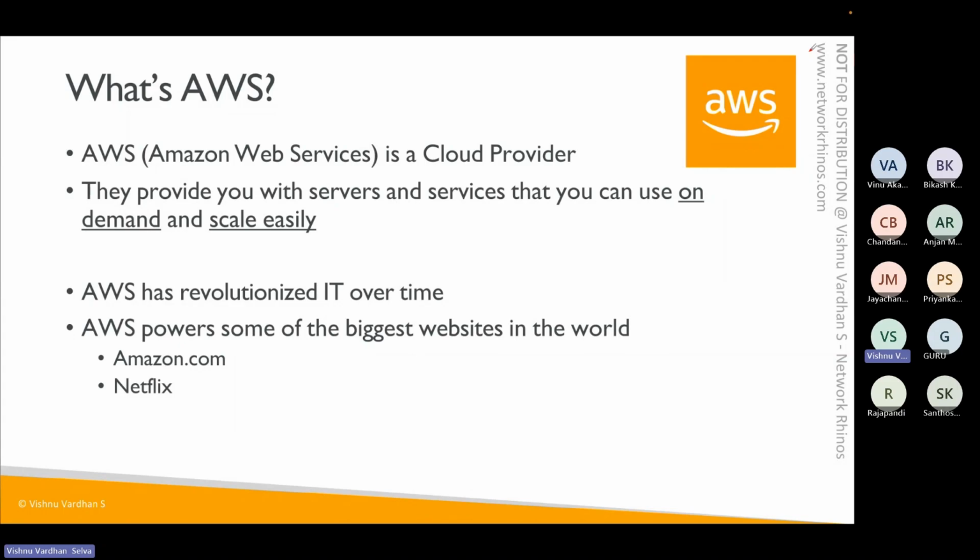So what is AWS? See, AWS is a cloud provider. They provide you with servers and services that you can use on demand and scale easily. On demand and scale easily means whenever you want it, we can use it, and also we can increase the size of the instances. Simply put, imagine that you are working on a college fourth year project and you want a MacBook Pro laptop for 2 weeks. For those 2 weeks, we will not go and buy a MacBook Pro laptop, right? Because it costs around 2 lakh rupees.